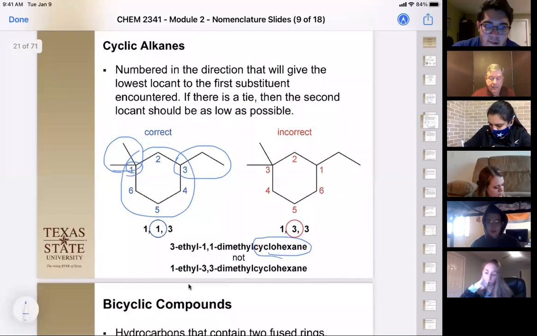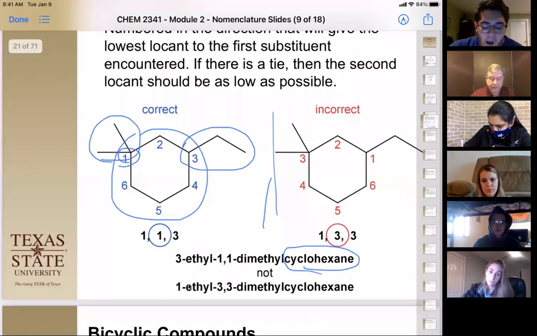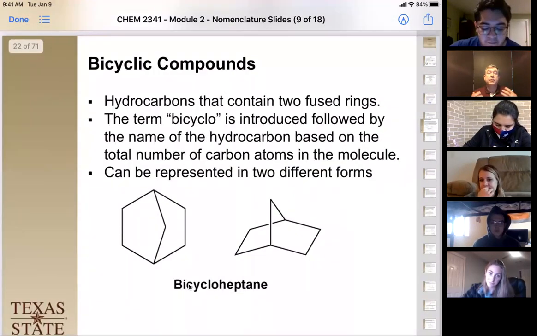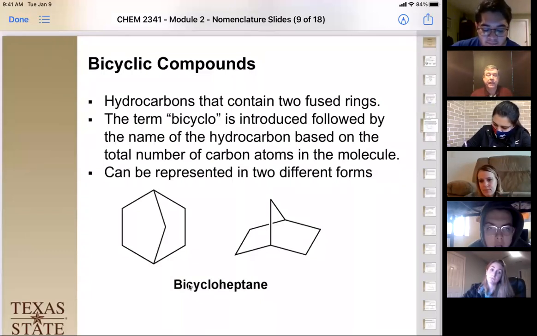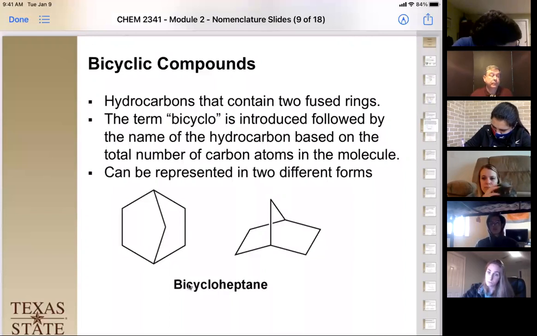And if cyclics weren't troublesome enough, when you put 2 of them together, it gets even crazier. When you have 2 rings fused together, we now call those bicyclo. It's not a bicycle, it's bicyclo, because you have 2 cycles in the ring. When you have these bicyclo compounds, you add up all of the carbons in both of those rings, and then you put bicyclo in front of it.